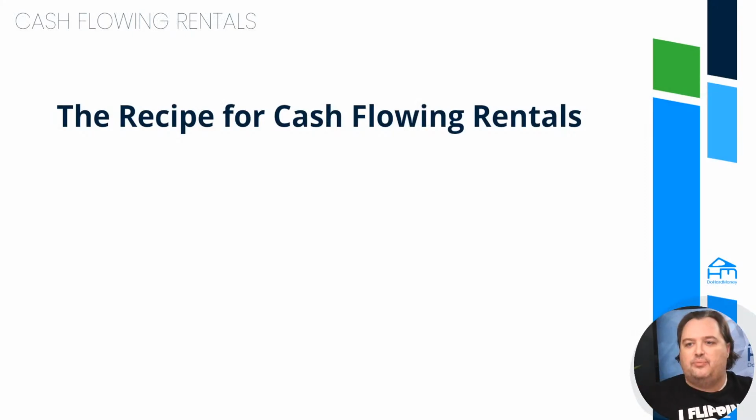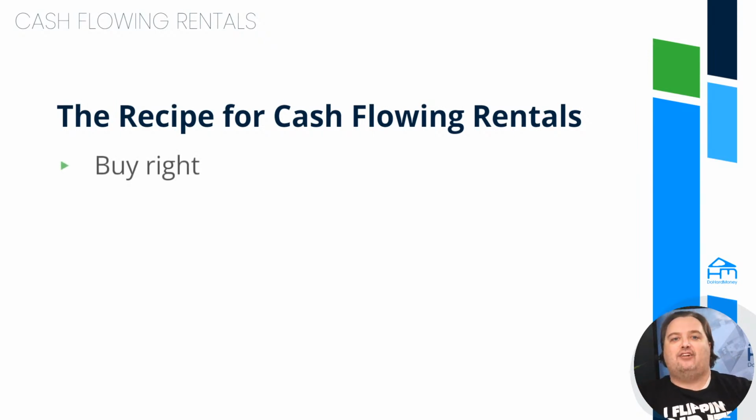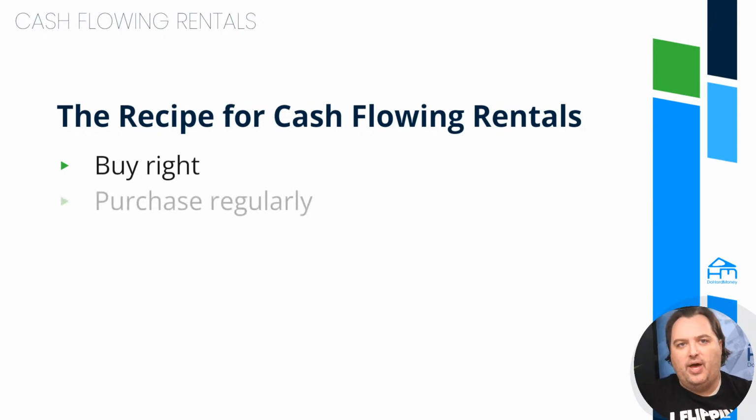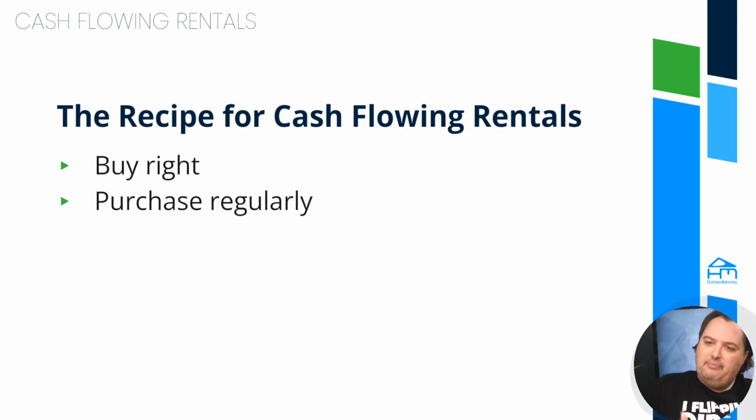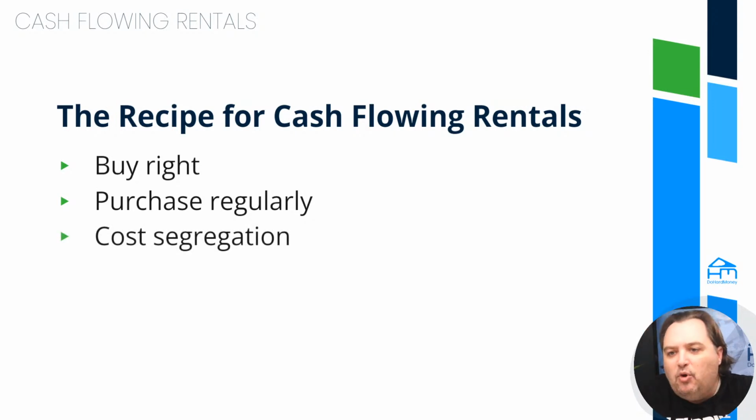So let's talk about what this recipe is. What's the secret recipe to actually having cash flow on rental properties? Well, number one is to buy the property right. How do you know if you're buying it right? We'll get to that. But if you don't buy the property right, you're going to mess up on so many other things. Number two, you need to purchase regularly, on some consistent basis. If you're trying to time the market, you're going to get yourself in trouble.